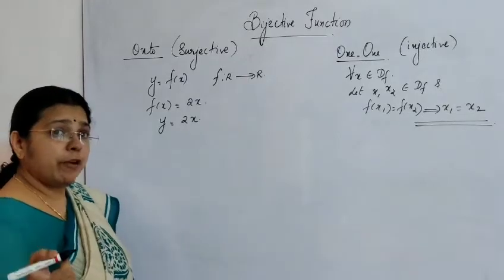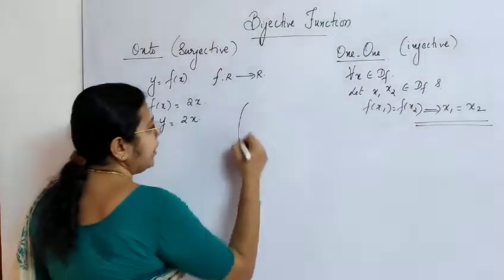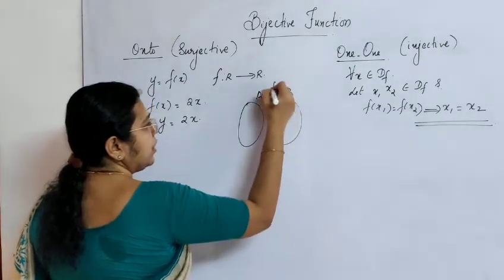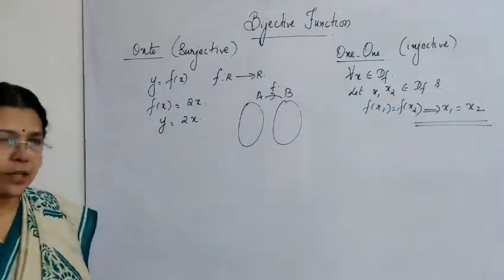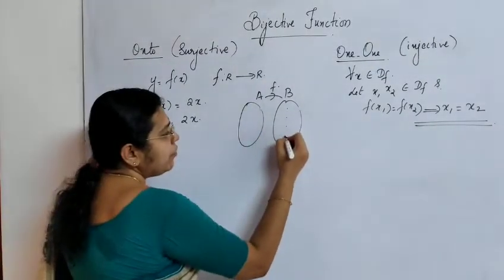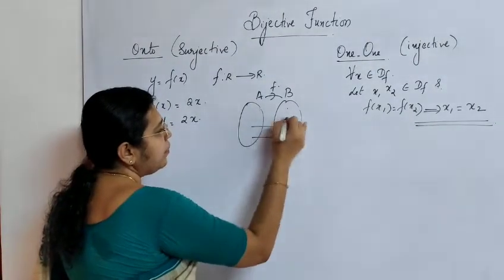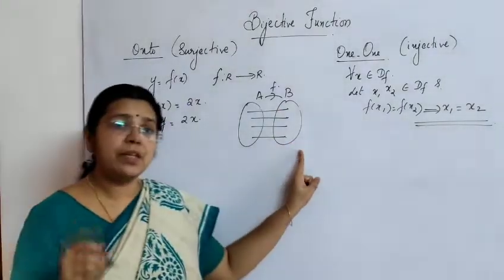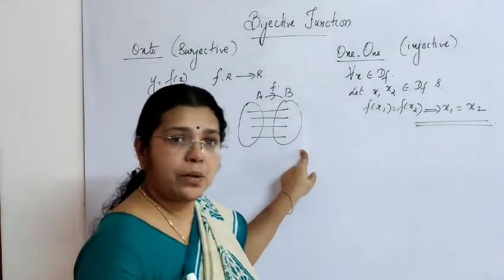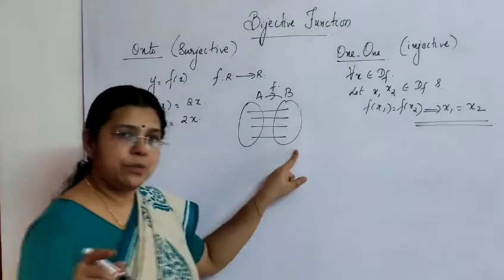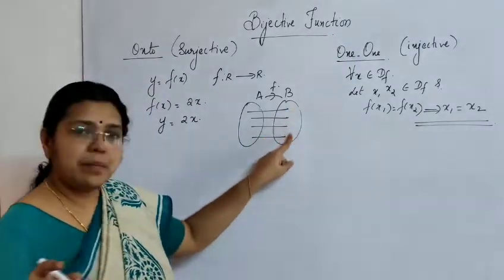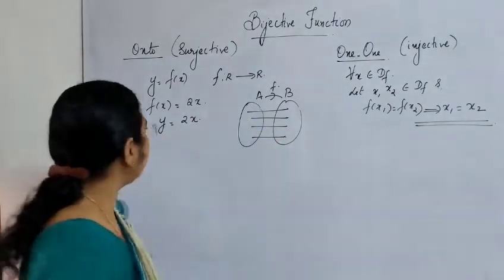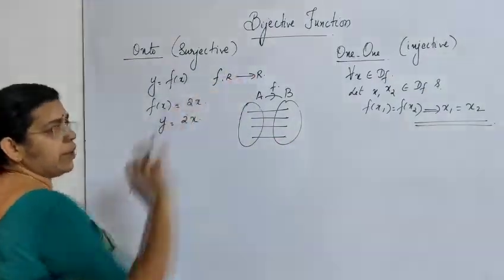Onto means what? Just to make you recall what we had already discussed on onto: every element of B must have a pre-image in A. There mustn't be any element in B without a pre-image. If so, the function is said to be onto. So in this B, there mustn't be any element which doesn't have a pre-image. So here it is from R to R.